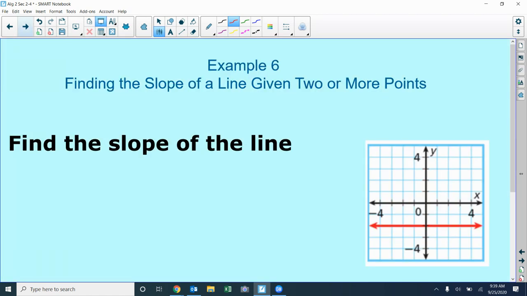Anybody know what the slope of that line is? It is 0. What if it went up and down like this? This, my friends, is y equals, and that probably looks like y equals 2. This up and down one is x equals. That looks like around 2 also. Up and down is x equals. Vertical, horizontal.